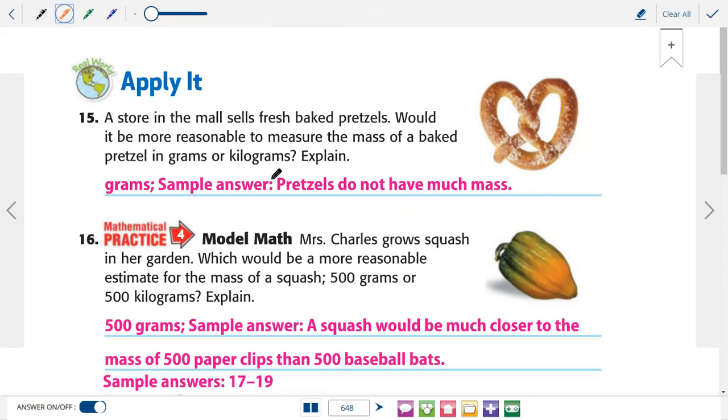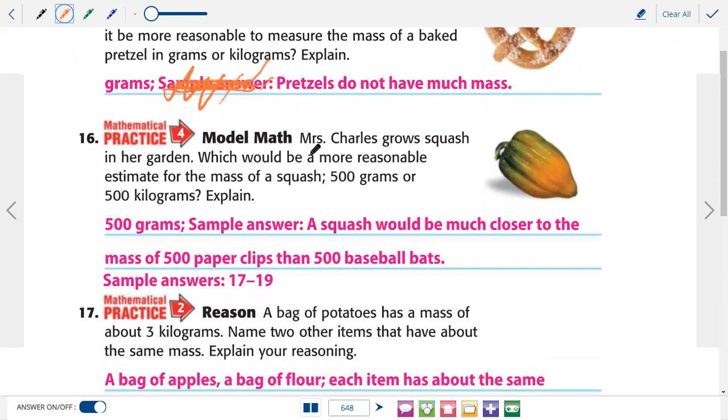As usual, and as I told you a lot, don't write the words sample answer, okay? I know that some of you are doing this, so don't write sample answer, just write the answer.